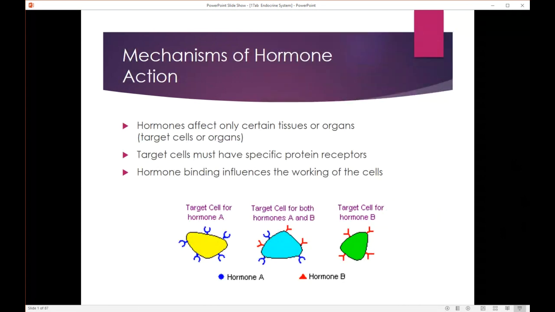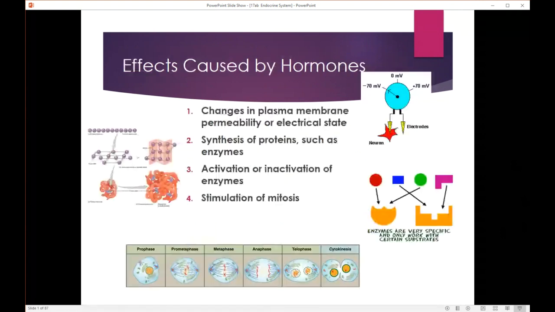Now, how do hormones actually act on those tissues? Remember, they have an effect on only those certain tissues, those target cells or organs, because they have to have those specific protein receptors. The hormone that binds is going to influence the working of the cells. Usually it's going to cause it to do some sort of transcription to create something new.